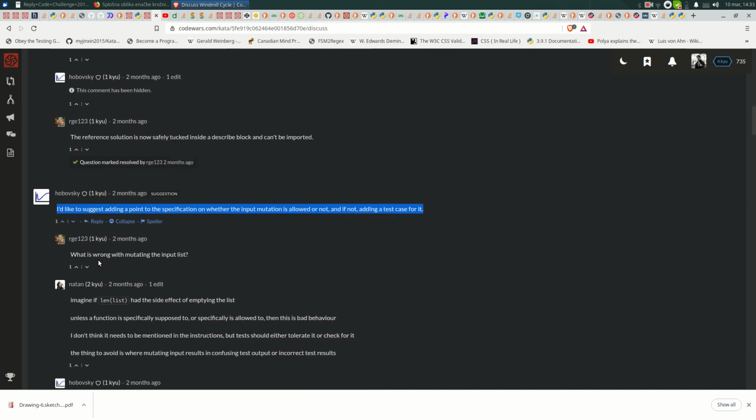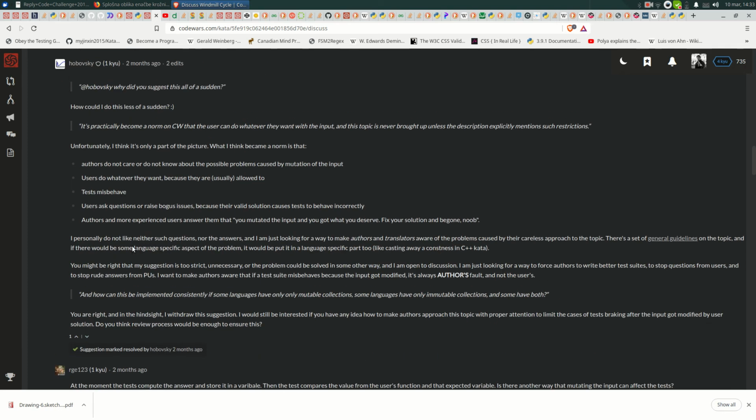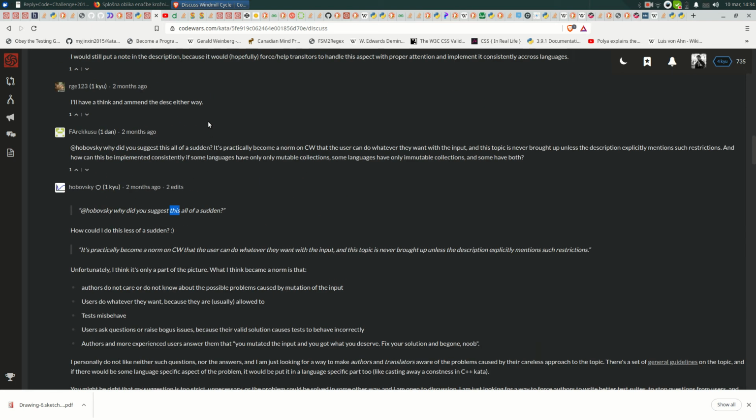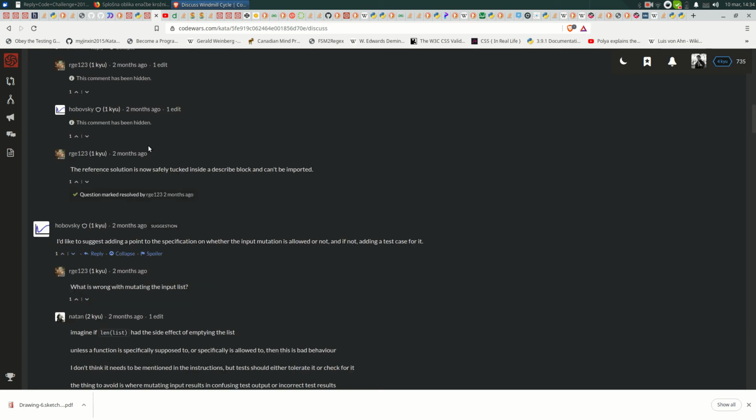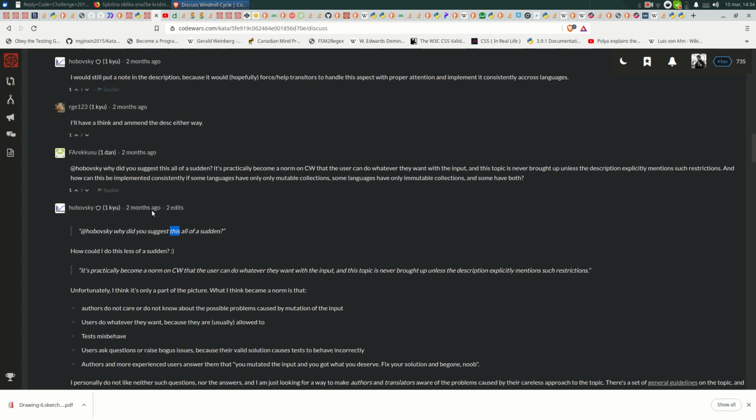Input mutation is allowed or not. Len list has a side effect of emptying the list. Okay. Adding a point to the specification on whether input mutation is allowed or not, and if not, adding a test case to it. How could I do this less suddenly? It has practically become a normal code of conduct that the user can do whatever they want with the input, and this topic is never brought up unless the description mentions it.